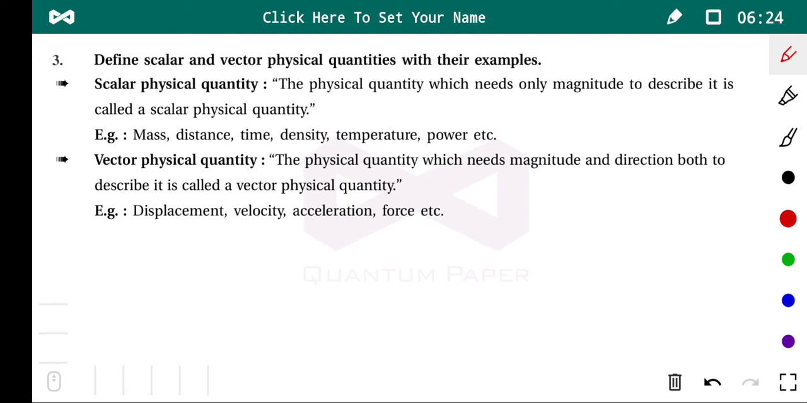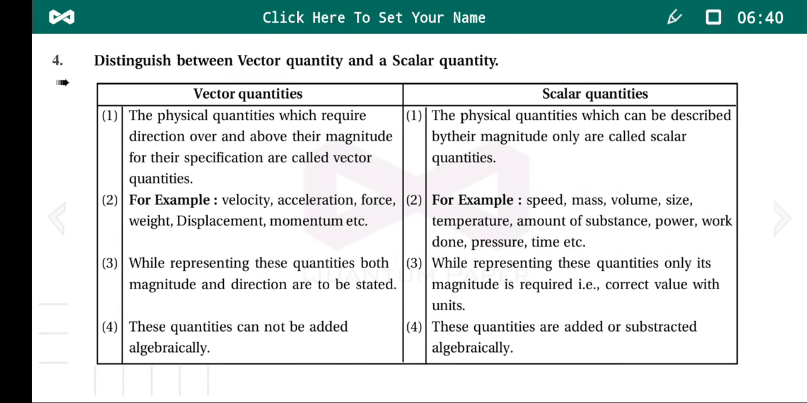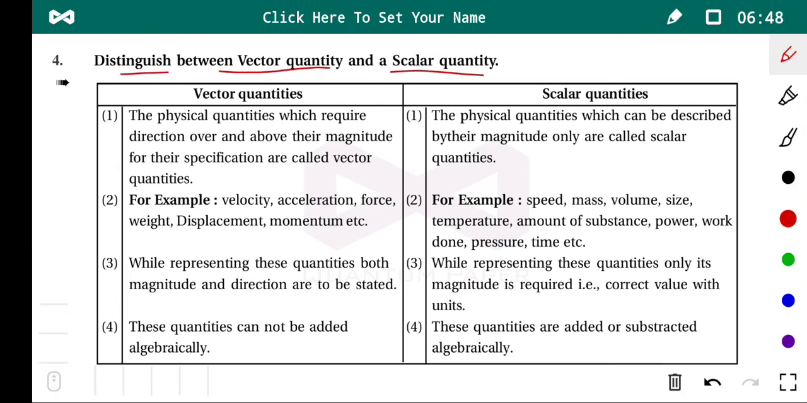So we now know about scalar physical quantities and vector physical quantities. A scalar physical quantity needs only magnitude, and a vector physical quantity needs magnitude and directions both. Okay, I hope you can understand. Now we move on to the next topic, that is the distinction or difference between vector quantity and scalar quantity. So how can we differentiate between physical quantities like a scalar and a vector?